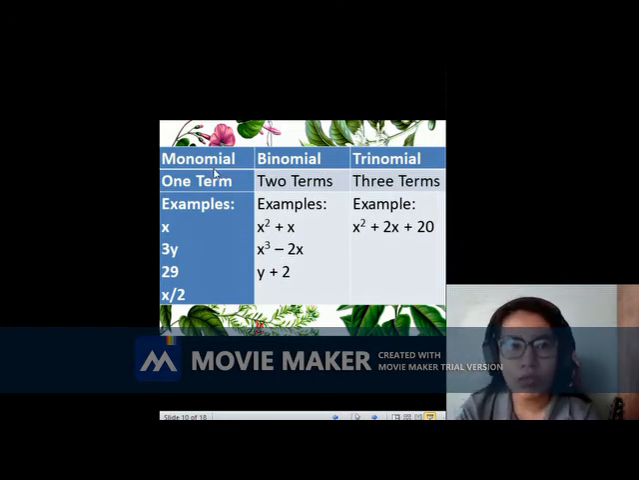You need to remember these names because later on it will be on your activity, what kind of algebraic expression it is. Monomial, binomial, trinomial. Trinomial includes 3 terms. So we have x squared plus 2x plus 20. So we have 1, 2, 3. 3 terms.